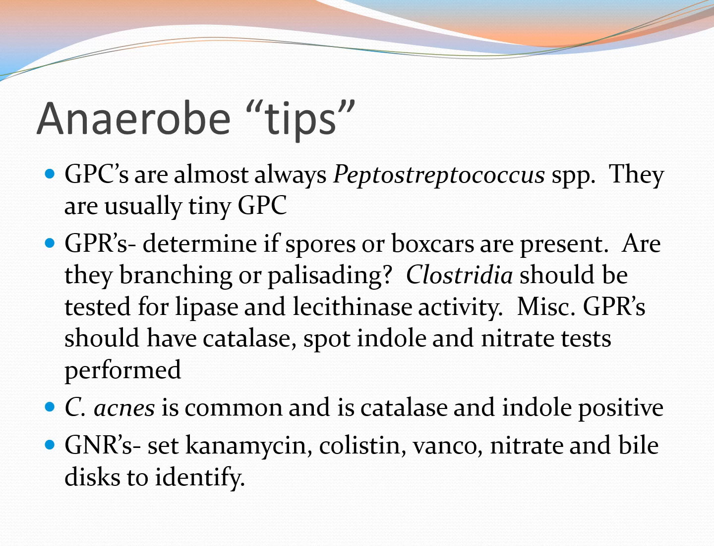For gram-positive rods, determine if spores or boxcars are present. If there are spores or boxcars present, it could be a Clostridium species. If they're branching or palisading, it could be anything from an Actinomyces all the way to a Bifidobacterium. If you have Clostridium, you do want to test it for lipase and lecithinase activity. Miscellaneous gram-positive rods should have catalase, spot indole, and nitrate tests performed as well. Cutibacterium acnes is common and is catalase and indole positive.